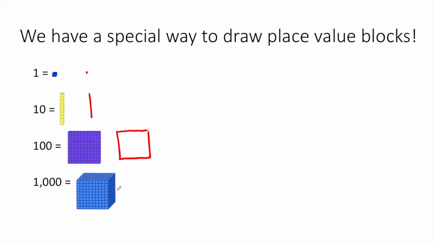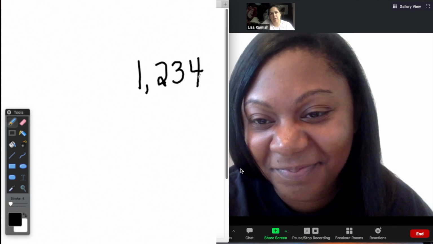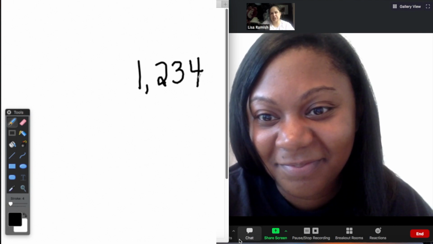And for the big cube that we make, when we put 10 flats together, we're going to draw the square. And then we're going to draw another little thing behind it to make it seem like it's still going back. Now let's go back to Miss Simmons so she can tell us how to draw a specific number. Miss Simmons, we're wondering how you model a 4-digit number.